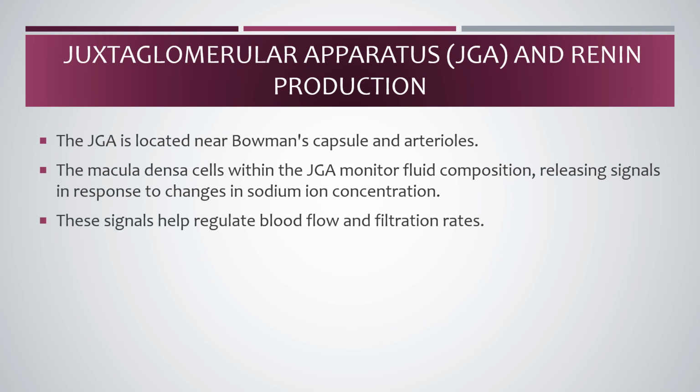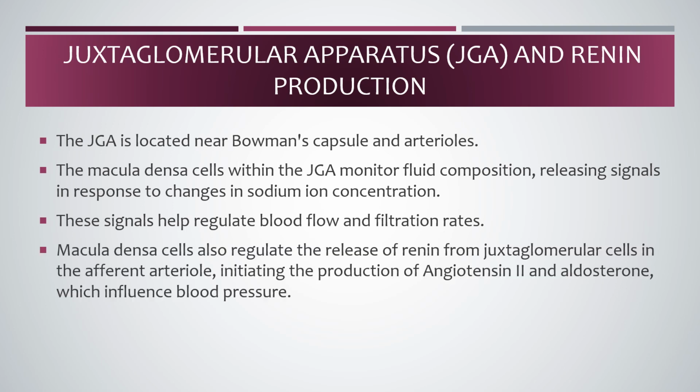The signals released by these cells help regulate blood flow and filtration rates. Furthermore, macula densa cells regulate the release of renin from juxtaglomerular cells of the afferent arteriole. Renin's role in initiating the production of angiotensin II, a potent vasoconstrictor, and aldosterone, a hormone affecting blood pressure, is crucial.